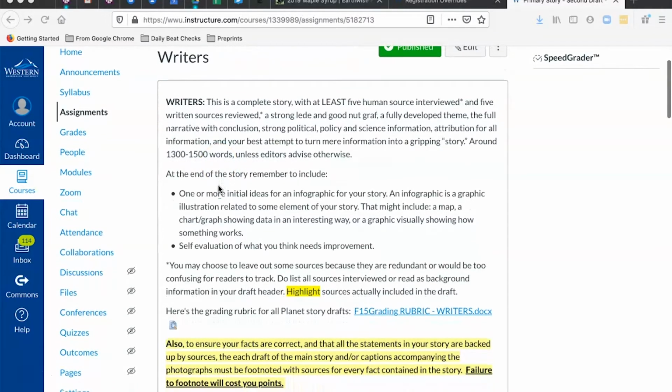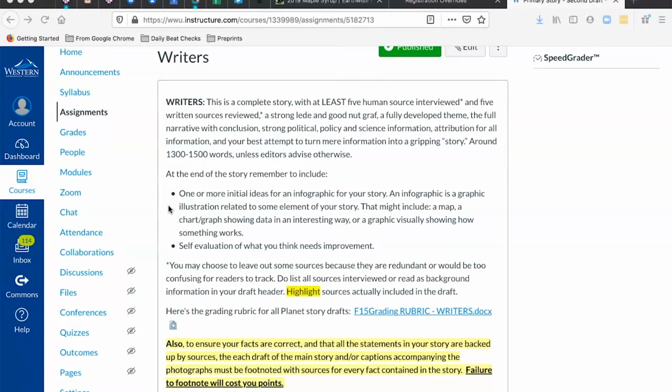At the end of the draft, remember that you want to include 2 things this time. One is an initial idea for an infographic for your story. And as I explain here, an infographic is a graphic illustration related to some element of your story. So it might be a map, it might be a chart or a graph of data, it might be a graphic that visually shows how something works.